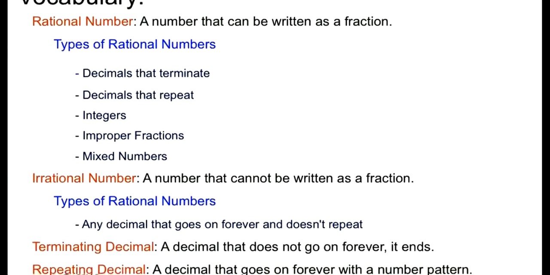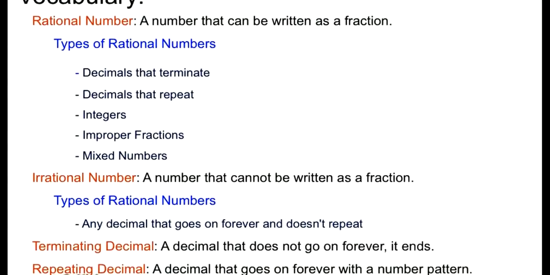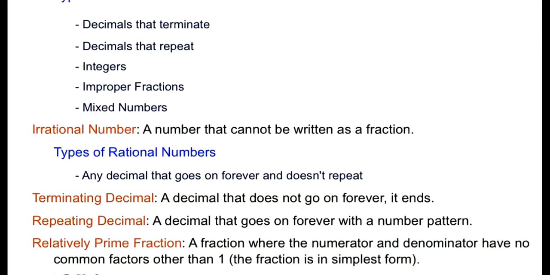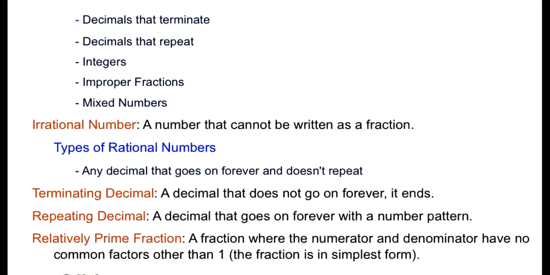Terminating and repeating decimals. A terminating decimal is a decimal that does not go on forever and it ends, like 0.4 or 0.75. A repeating decimal is a decimal that goes on forever with a number pattern. And lastly, a relatively prime fraction is a fraction where the numerator and the denominator have no common factors other than 1. So essentially, the fraction is in its simplest form.